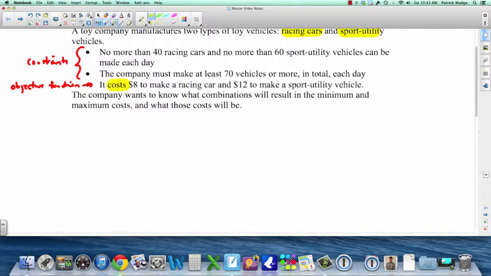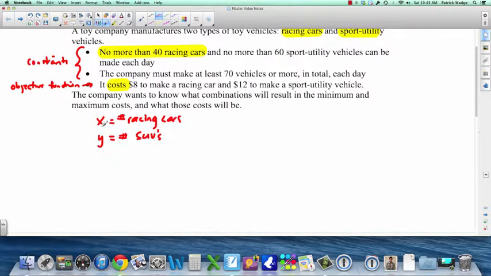So let's do that first. Here's our constraints. No more than 40 racing cars. Oh, you know what we have to do first, actually? We have to come up with what the two unknown things are. Well, the two unknown things are racing cars and sport utility vehicles. So we'll call X the number of racing cars, because that's what the question's all about, how many do they want to make? And we'll call Y the number of SUVs.